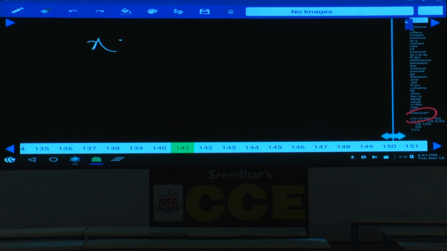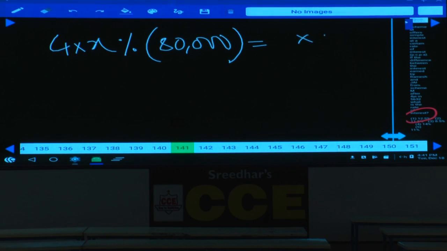See, X% of 80,000 for 4 years is a multiple of 11. This is not a multiple of 11, this is not a multiple of 11, so X must be a multiple of 11.